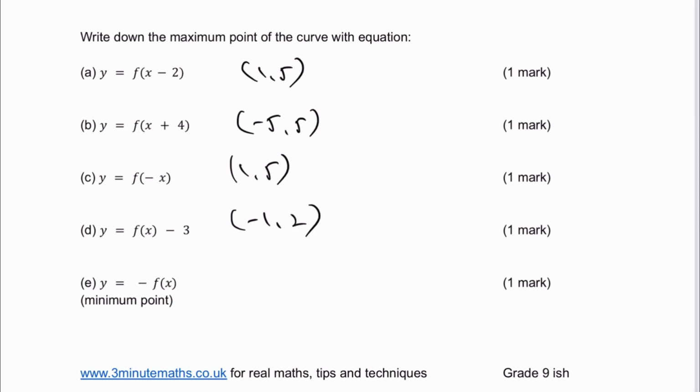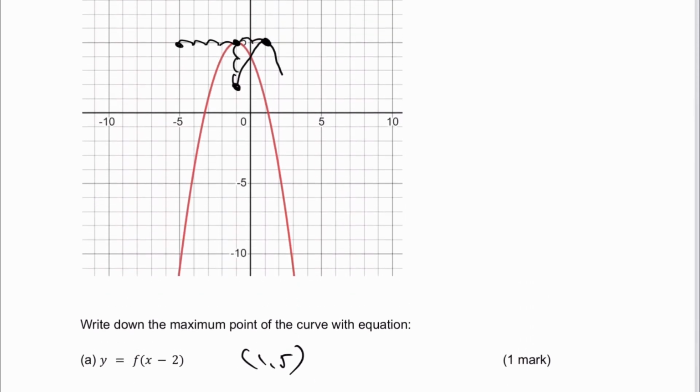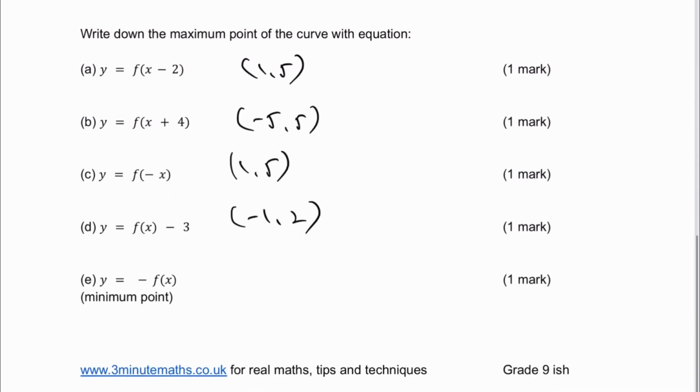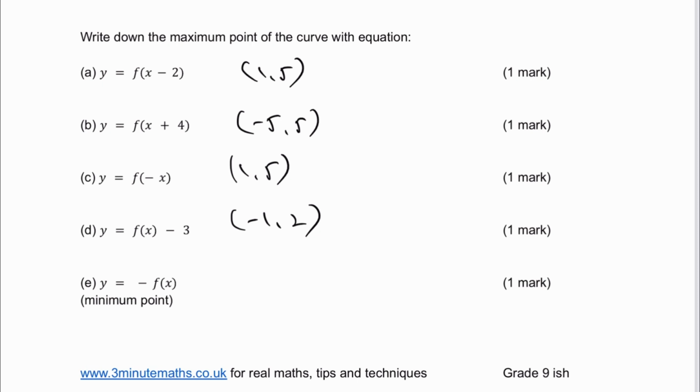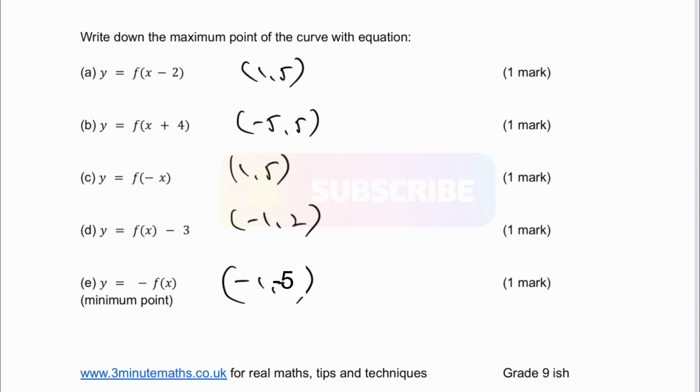Okay, and then finally we've got y equals a negative function of x. Well, what we're doing is we are reflecting that in the x-axis, so although it's going to be a little bit tricky to draw on the screen, it's going to look something like that, and then it's going to carry on. However the minimum point of the new graph is going to be minus 1, minus 5, and that would be the answer to the final part of this question. So hopefully it's been useful to you.